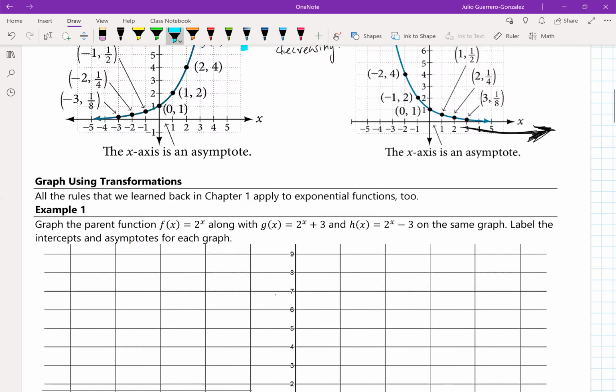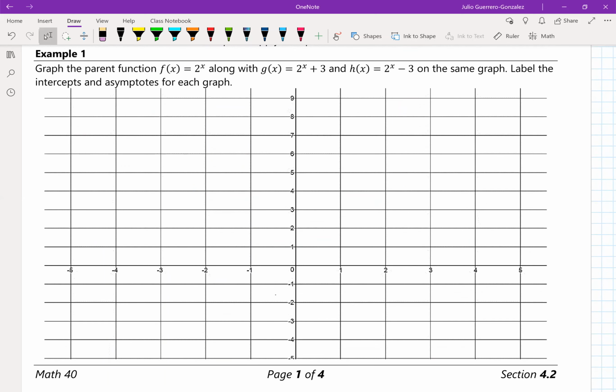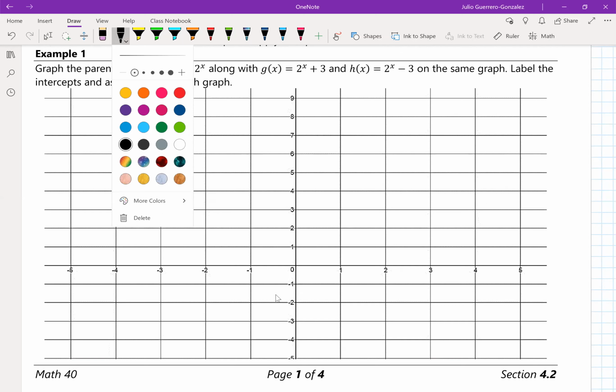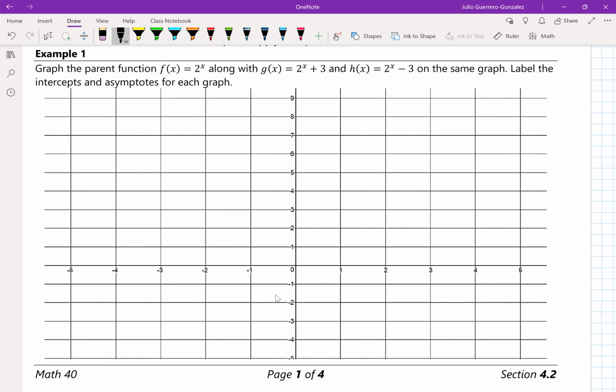Okay, so like I said, all the rules from way back in the day still work out. So I'm going to graph 2 to the x on this graph. We're going to plug in just the x values that are here: 0, 1, 2, 3, 4, 5. We're just going to go ahead and graph them out. Let me color code them a little differently. The black one will be the 2 to the x.